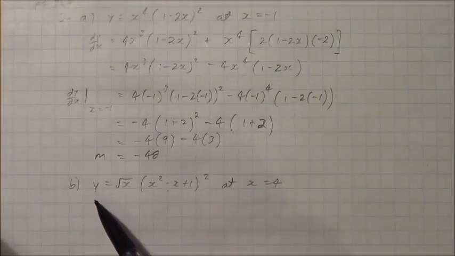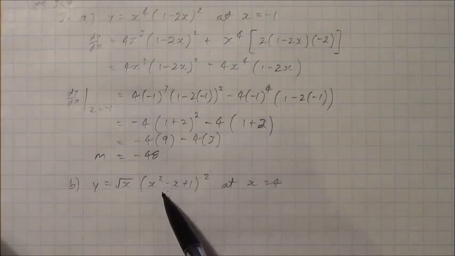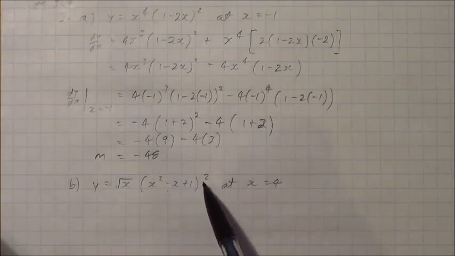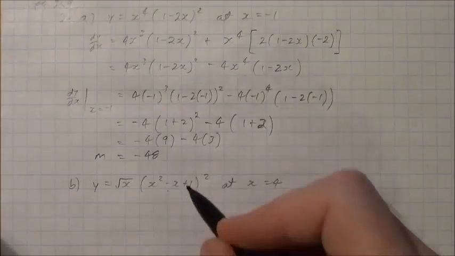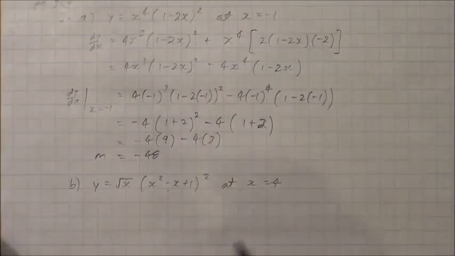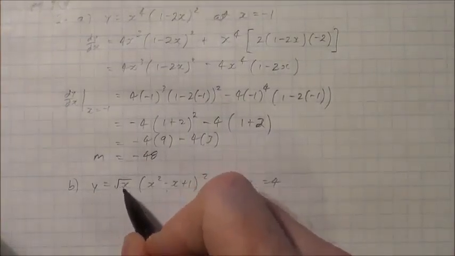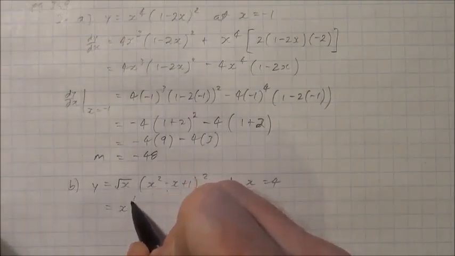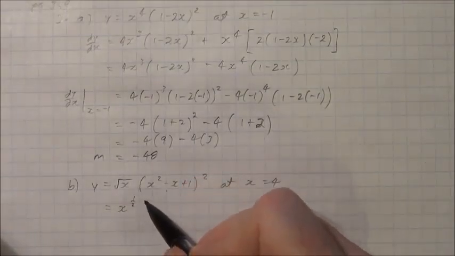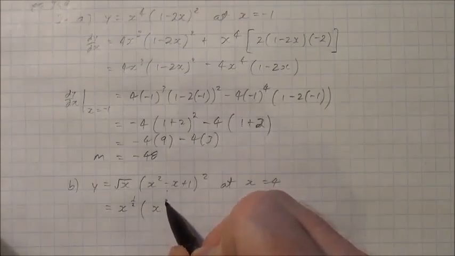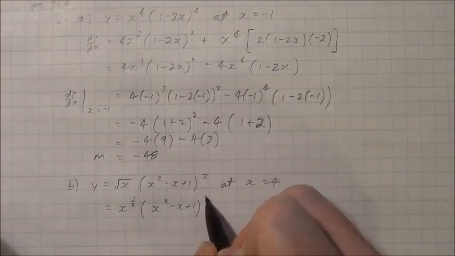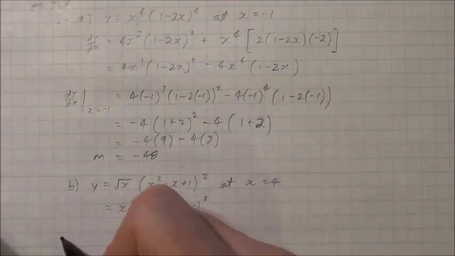In question B, we've got y equals root x, quantity x squared minus x plus 1 all squared, evaluated at x equals 4. That's of course after we find the gradient function of this function. So I'll change this into exponent form, so I'll change the root x to x to the 1/2, and then I'll leave the rest of this as it is. Now I'll find the derivative.